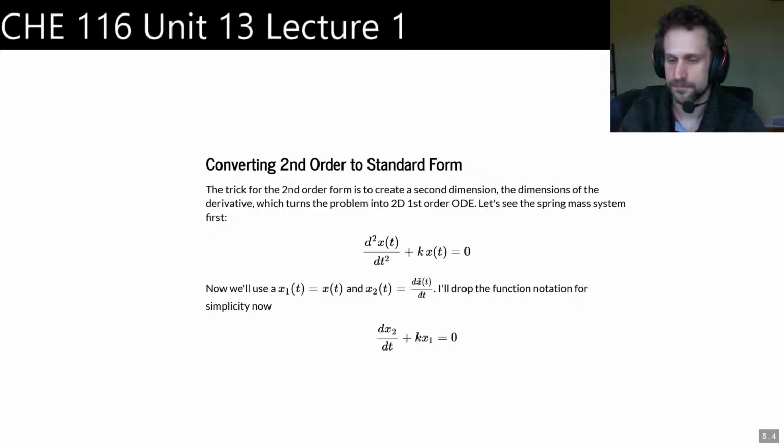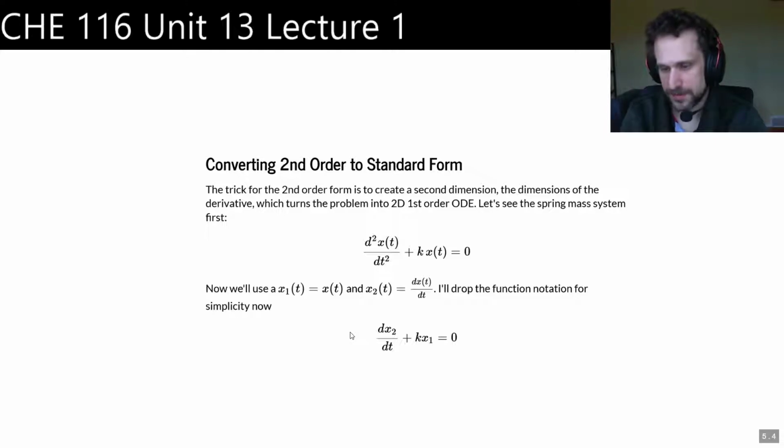Okay. So then we have this d2x/dt squared, that is d/dt of dx/dt. So it's the first derivative of the second dimension, right? So it's a second derivative, and it's a second derivative by taking the derivative of a first derivative. And then our x's are the same, right? The first dimension x1 is still x. And so by doing this, now we have a first order ODE, but now in 2 dimensions.